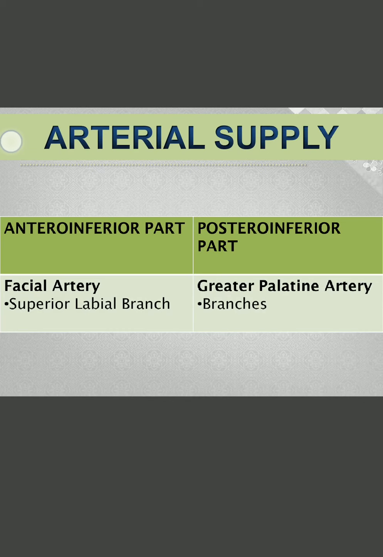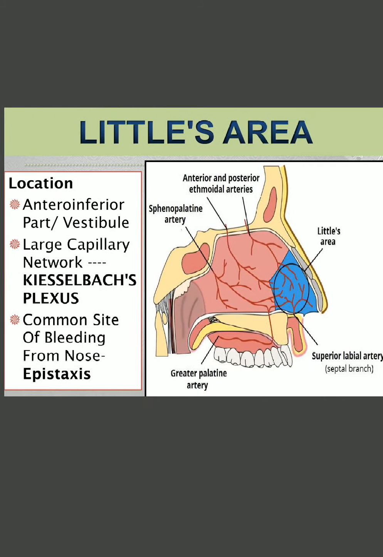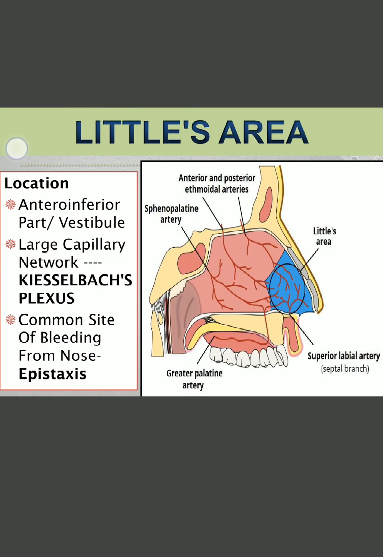Anterior inferiorly, it is supplied by the branch of the facial artery, that is the superior labial branch. Labial branch, lip पे upper lip पे ये branch जो है आती है, so it is named as the superior labial branch. Posterior inferiorly, it is supplied by the branches of the greater palatine artery. So you can see this is the greater palatine, it gives branches, and this is the superior labial artery, branch of the facial artery.